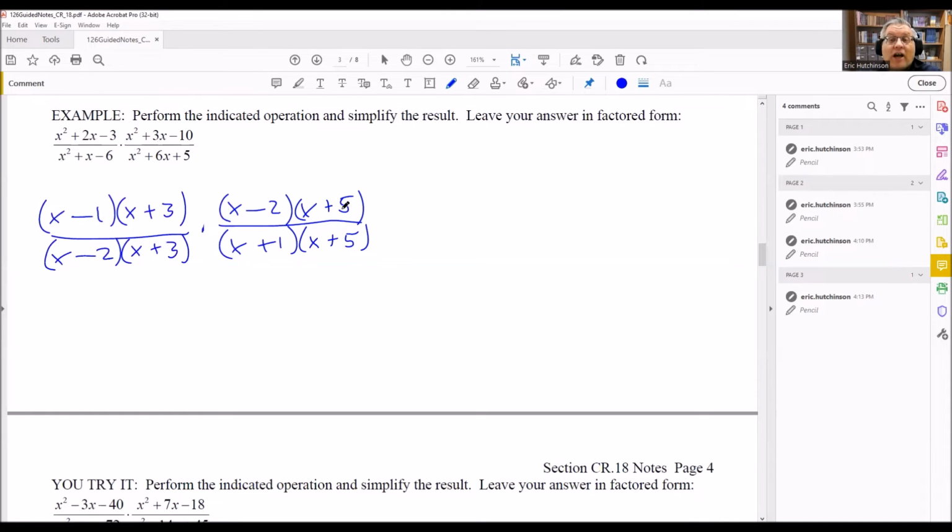Once you have it fully factored, then you can start cross-canceling anything that you can. So we've got these, x plus 3, those cancel out. This one, x plus 5, that canceled. We also have x minus 2 and x minus 2 cancel, leaving you with x minus 1 over x plus 1, and that would be your final answer on that one.